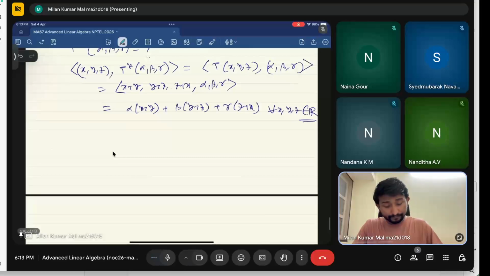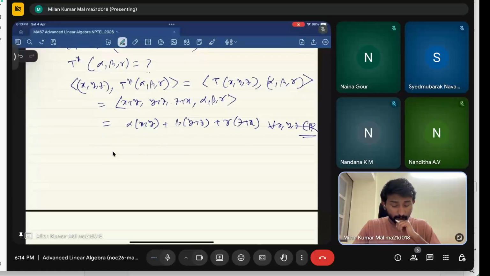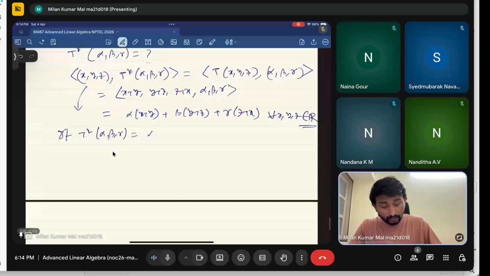Now, if I take and to obtain 2, 3, 4, 5, right? That one. So, if T star of alpha, beta, gamma is equal to alpha prime, beta prime, gamma prime, then this side will be equal to alpha prime x plus beta prime y plus gamma prime z.